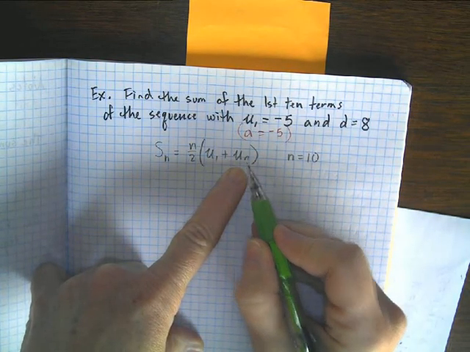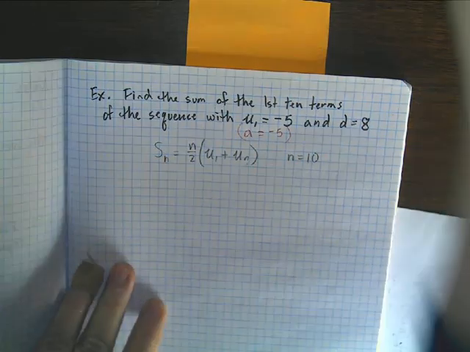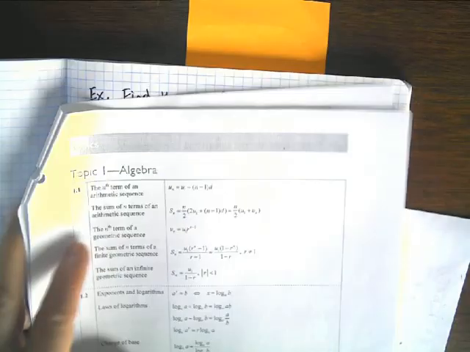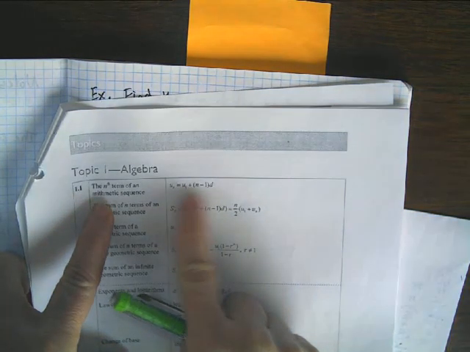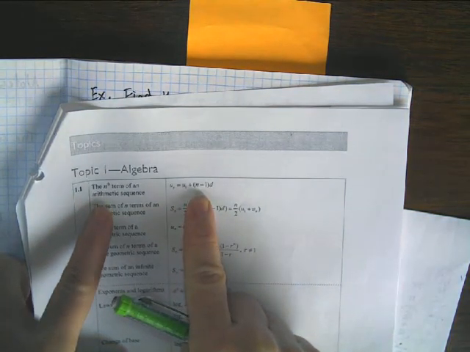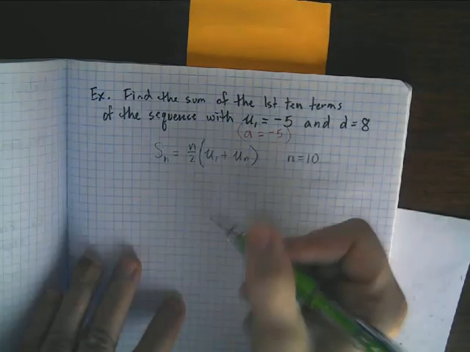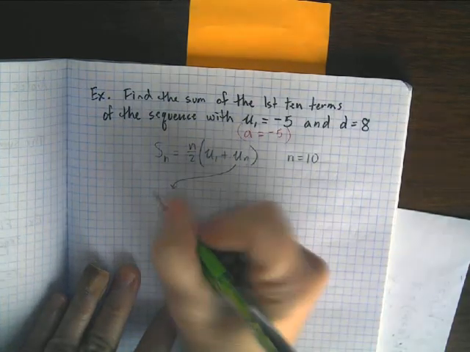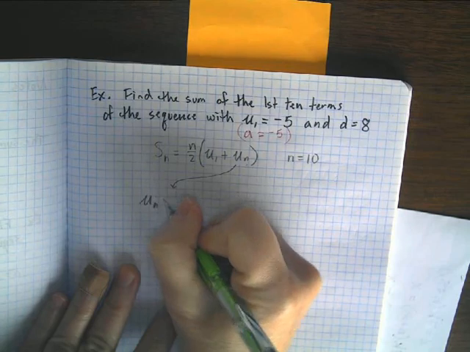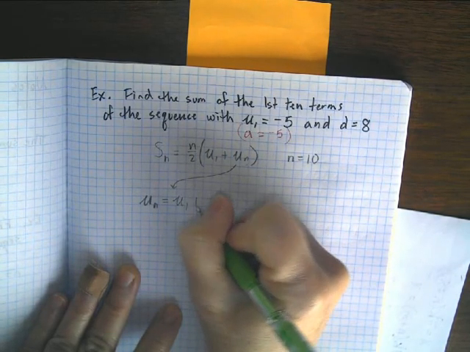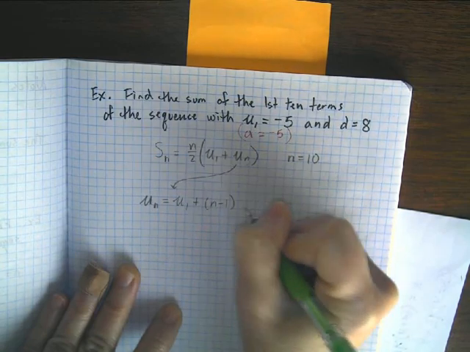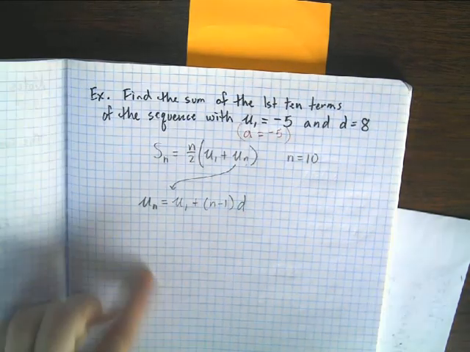How do we find the 10th term? That's where we need our formulas from our formula packet. Bam! I want to find the nth term of an arithmetic sequence. I need this formula right here. Okay, so in order to find that u sub n, I'm going to have to use another formula. So u sub n is equal to u sub 1 plus n minus 1 times the common difference. Okay, so can we solve for that?